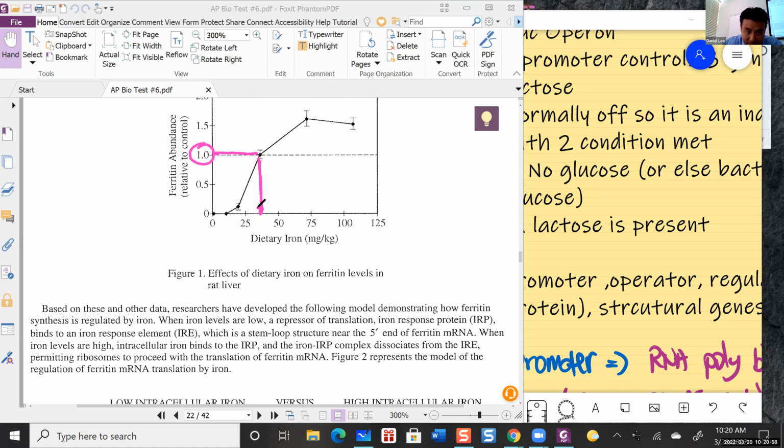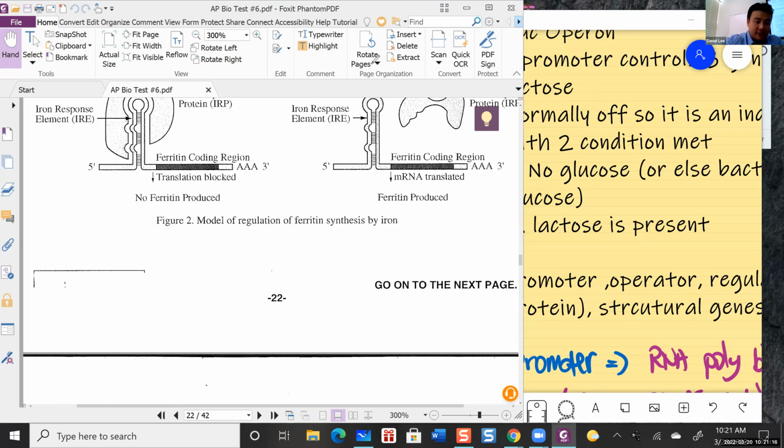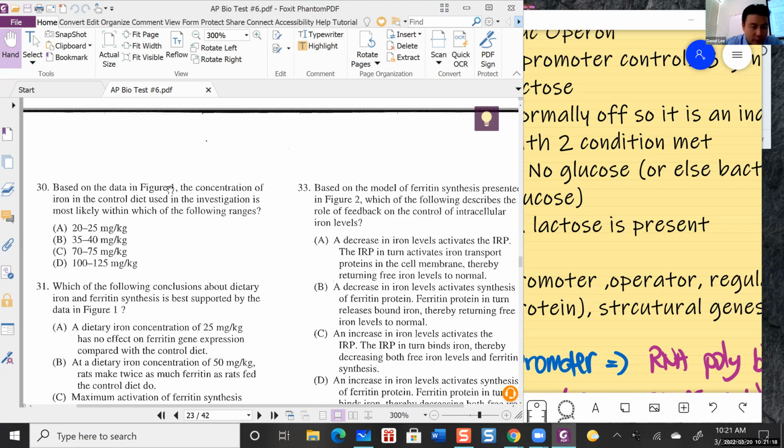So this looks like between 25 and 50. So I'm going to add them. That's 75 and divide it by 2, right? So that's like 37.5. That's my guess. About 37.5. That's what they want, right? Usually the first few questions are just reading from the table, the data, to understand what the table means. So the iron concentration in the control is about 37.